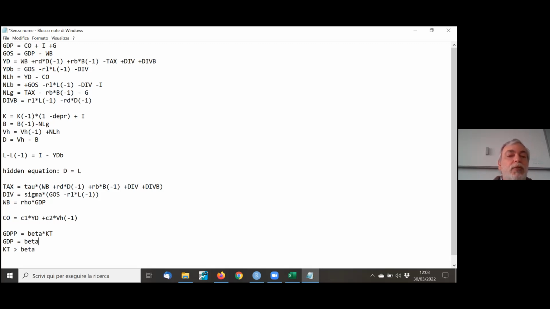GDP has to be equal to beta times this K actually in use, and... No, yeah, the first one is GDP potential. No, I'm just... no, but I'm not going to use these equations. I'm just thinking while speaking out loud how we want to model the demand for capital.